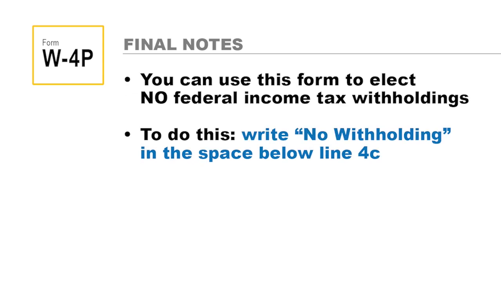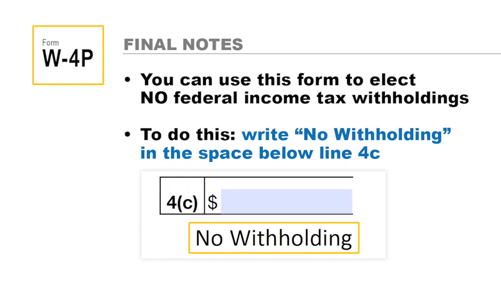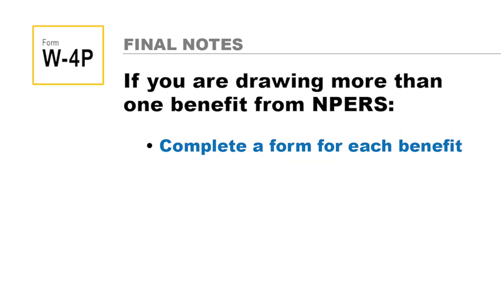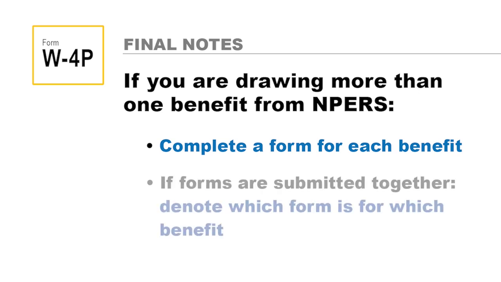You can use this form to elect no federal income tax to be withheld from your annuity payments by writing "No Withholding" in the space below line 4C. You may change your withholding at any time by submitting a new W-4P. If you are drawing more than one benefit from NPERS, you will need to complete a form for each of those benefits separately, and if these forms are submitted together, you will need to denote which form is for which benefit, or your withholding may be inaccurate.